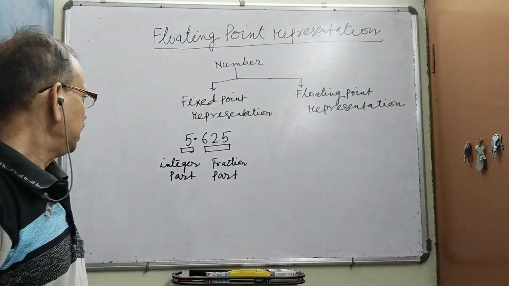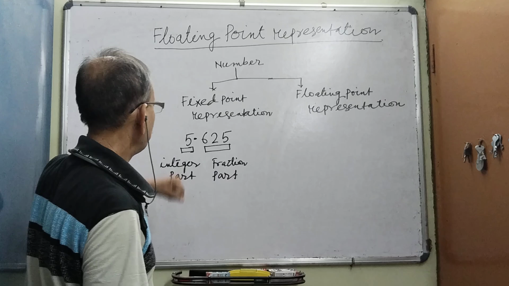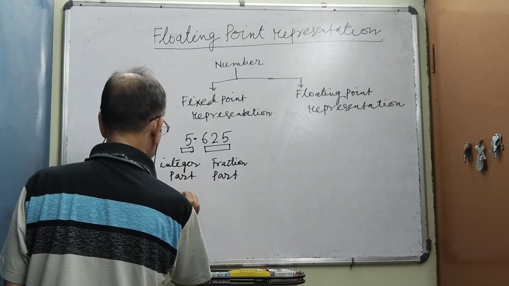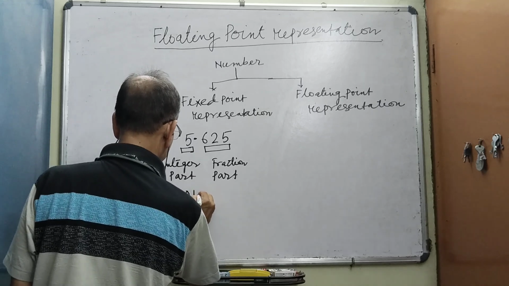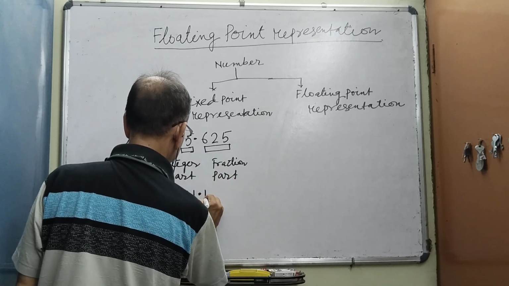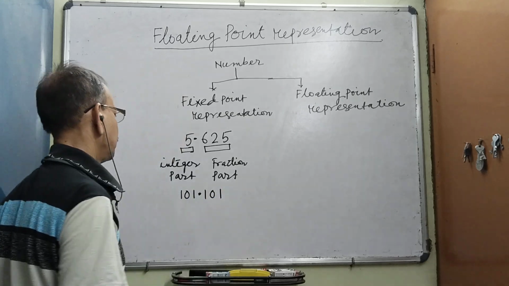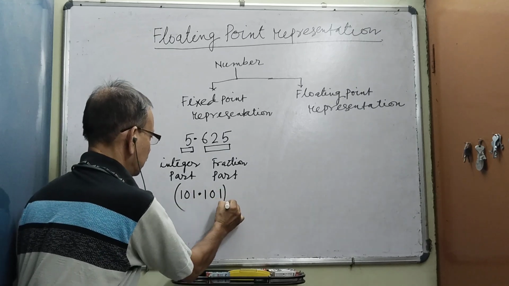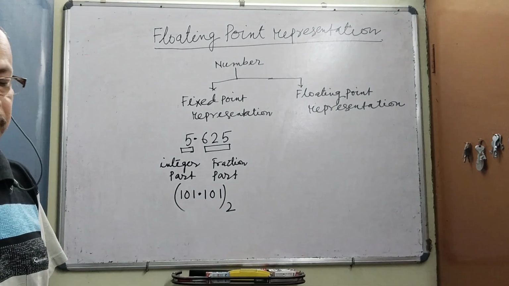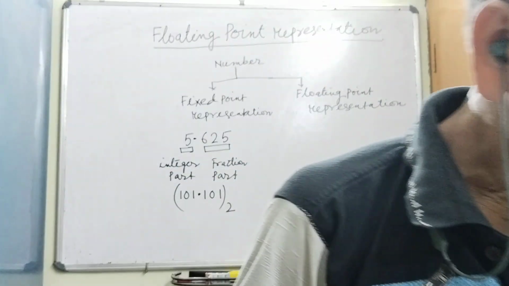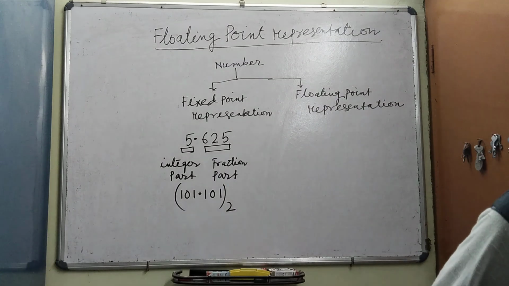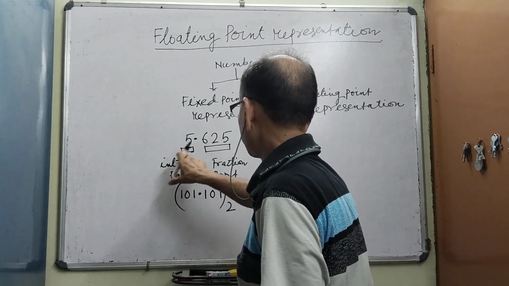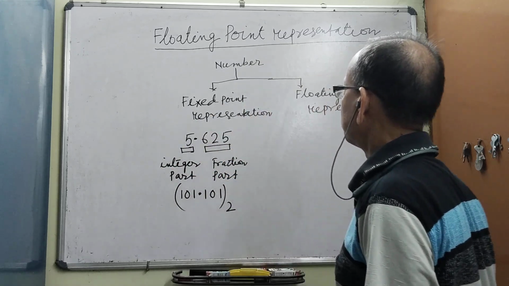Okay. If we convert into binary form, then it will be 5 means 101, .625 means .101. So before point, this is binary number. Okay. So these two portions are fixed in case of fixed point.